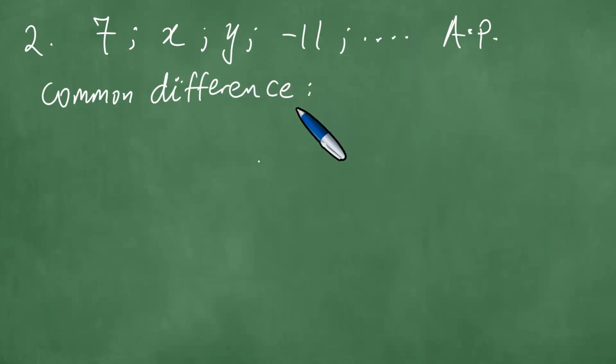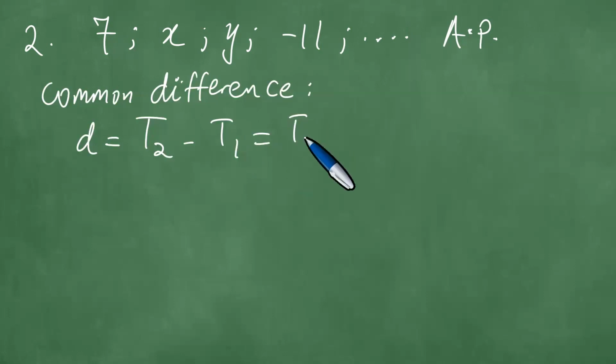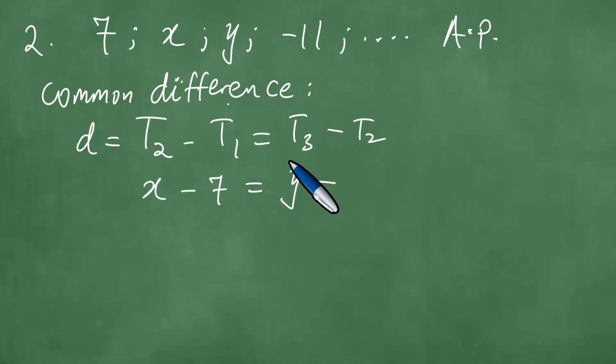And with that, what does the common difference say? We know that the common difference is the second term minus the first term, which equals the third term minus the second term. What is the second term? The second term is x. What is the first term? The first term is 7. Then what is the third one? The third term is y. The second one is x. Okay, good. So this gives us an equation.